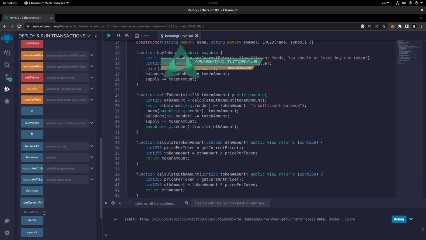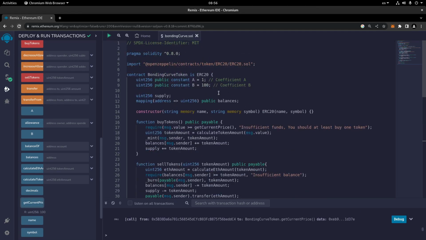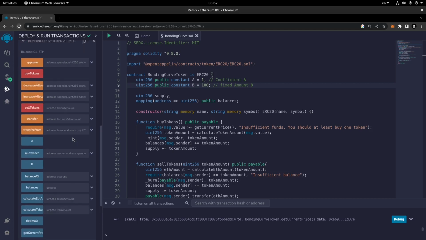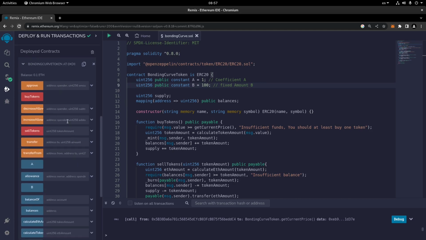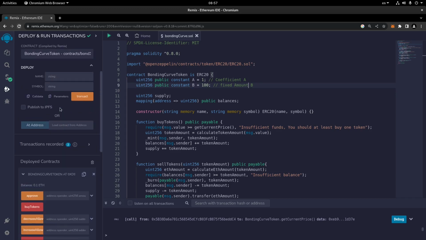The current price, as you can see, is 100, because the B here, which is a fixed amount or initial price, is B. And by the way, this is not coefficient B. I've commented here coefficient A and the fixed amount B. Anyway, save this or not, it doesn't really matter, because we've deployed the contract and this is just a simple comment. So now we can buy the tokens.